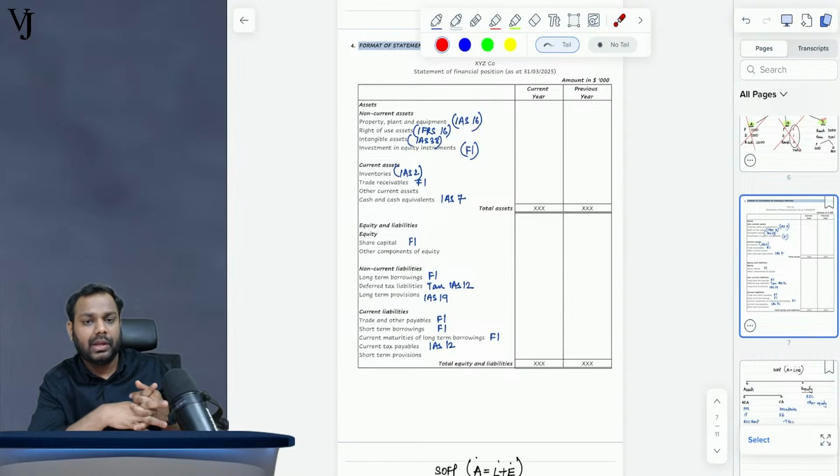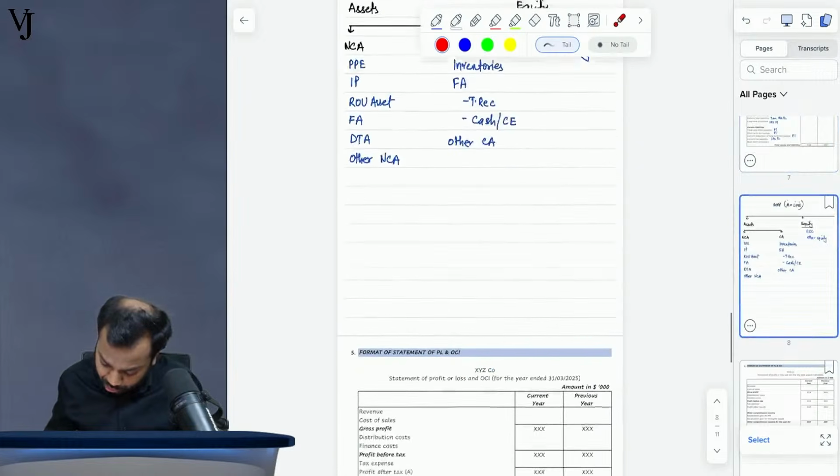Is that fairly clear to all of you, the financial statements? Wonderful. Moving on to the next part.